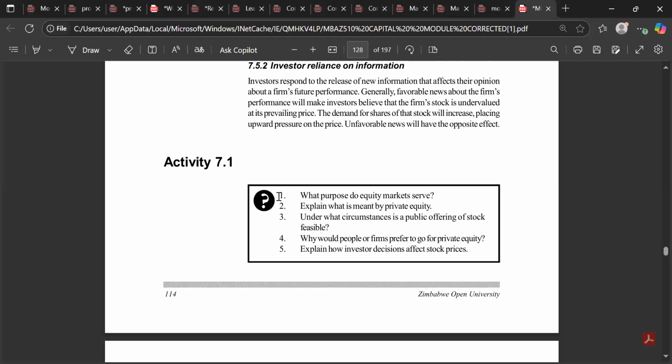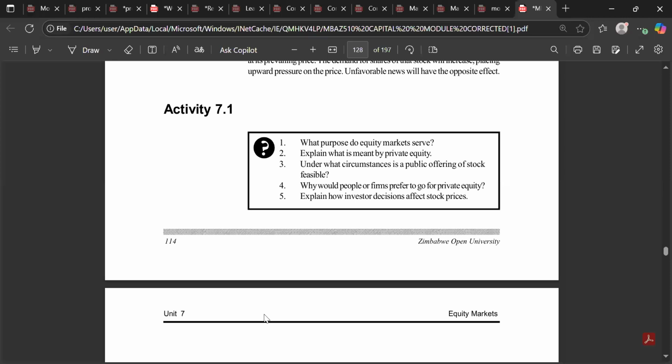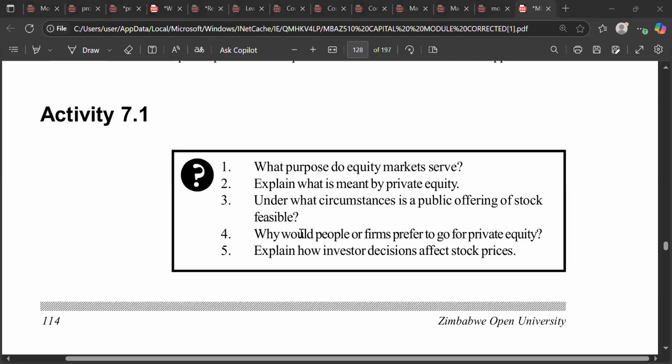Okay, so we have an activity right here. Are you able to see it down here? Yes, sir. Okay, we're going to look at some together. Question one says, what purpose do equity markets serve? Can you give it a try?